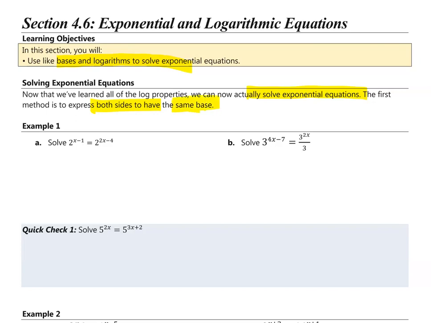Again, take note of this. We want to express both sides to have the same base. Example number 1. Solve 2 to the power of x minus 1 equals 2 to the power of 2x minus 4. And as you can see, they have the same base of 2.